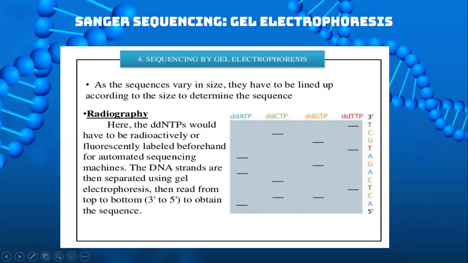So the next step is gel electrophoresis. The fragments are separated based on their size to determine the sequence, and radiography is used. Here, the ddNTPs are radioactively or fluorescently labeled beforehand for automated sequencing machines. Then the DNA strands are separated using gel electrophoresis, and it is read from top to bottom, that is from the 3' to 5' end, to obtain the sequence.